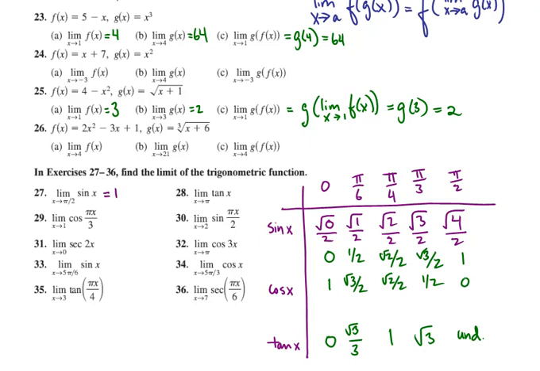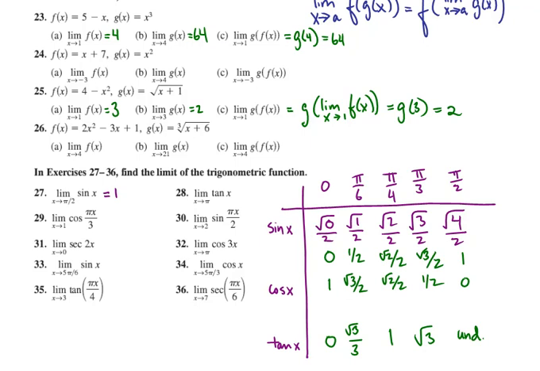To find the cosecant, we take the reciprocal of sine. To find secant, we take the reciprocal of cosine. Cotangent, we take the reciprocal of tangent. And so that gives you the 5 important values for each of the 6 trigonometric functions in the first quadrant. So we'll apply those right now.